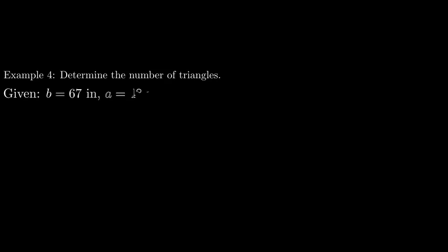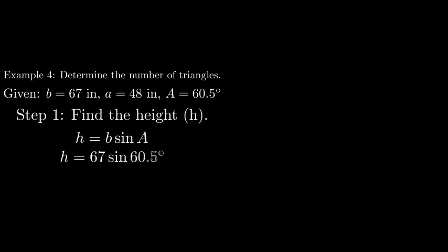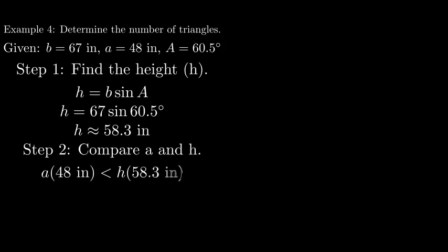Let's look at another SSA example, this time one that results in no triangle. We are given side B is 67, side A is 48, and angle A is 60.5 degrees. As always with the SSA case, our first step is to calculate the height, h. The height h is 67 times the sine of 60.5 degrees, which is approximately 58.3 inches. Now we compare side A to this height. We can clearly see that side A, at 48 inches, is shorter than the required height of 58.3 inches.